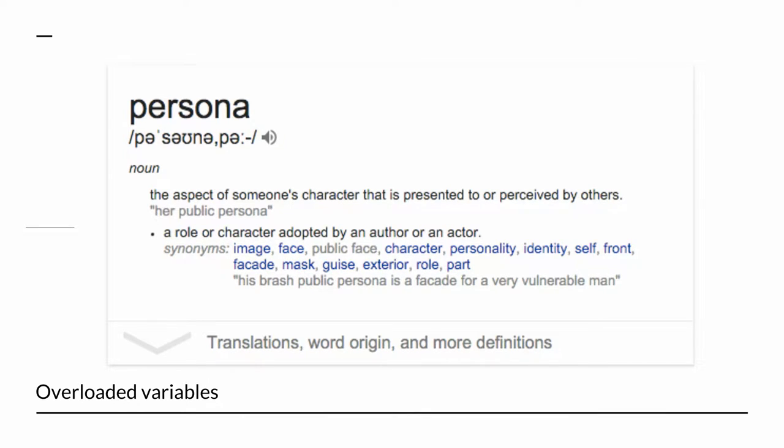It comes from this idea of a mask. It's a mask sort of from the dramatic arts. The persona is like the character that you might play. So that's kind of relevant, it's kind of it, but it's kind of not. You get this feeling that when we're talking about it in our industry, that's not really what we're saying.